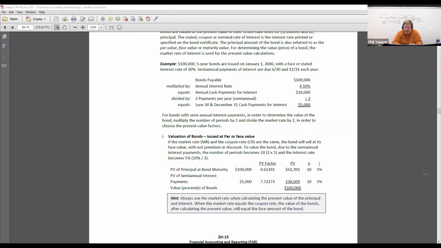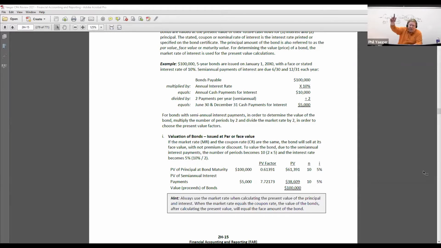At par, at face value of the bonds. But I don't see the yield rate. Well, the yield rate, I'm telling you what it is. It's got to be given to you, but don't worry about it. The yield rate is 10%, all right? And the coupon rate has to be 10%, okay?